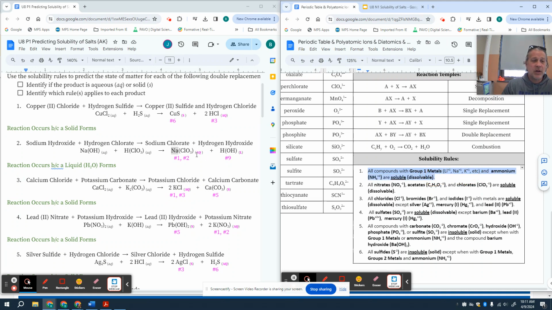So that means that if they're all soluble, group 1 rule 1 tells me that this is an aqueous compound. But then, just to really make sure of myself, I went down and looked at rule number 2 when I focused on ClO3. This says all nitrates, NO3, all acetates, C2H3O2, and all chlorates, ClO3. Look, there that is again, are soluble or dissolvable. So that tells me that this is aqueous. So this compound is aqueous because of rule number 1 and/or rule number 2.